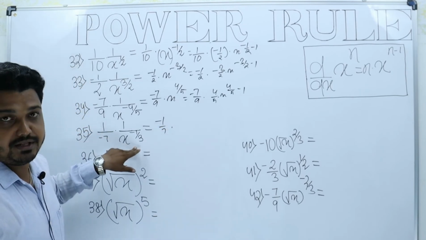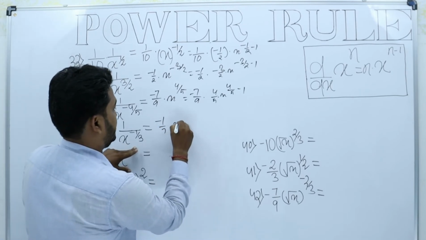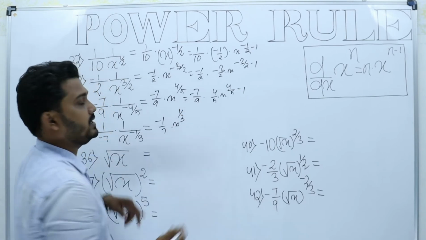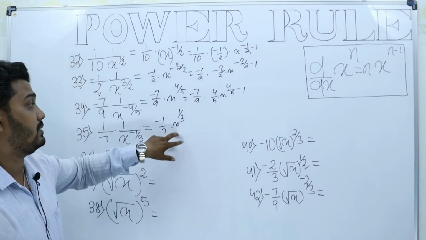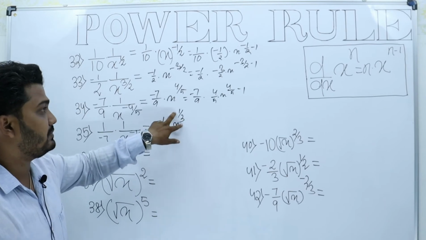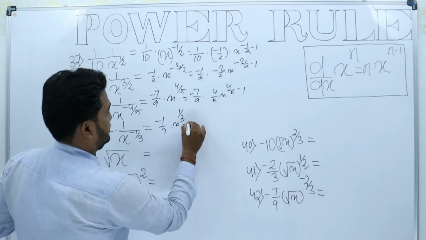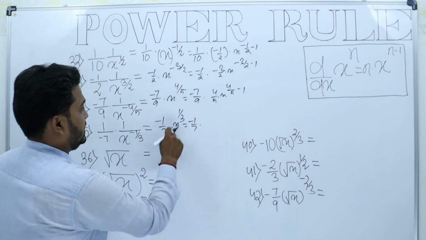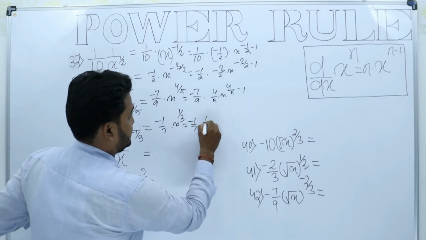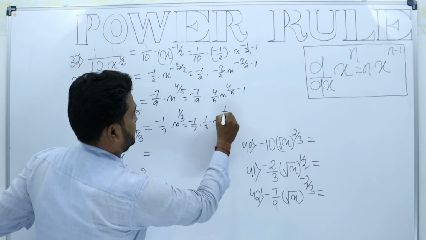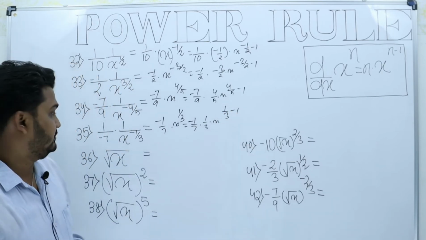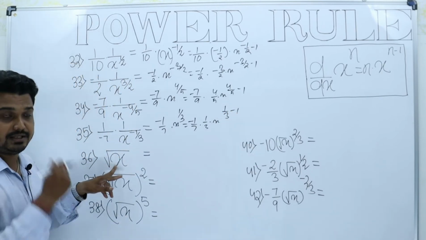Now it is minus 1 by 7, which remains same. X to the power minus 1 by 3 in the denominator is, in the numerator, x to the power plus 1 by 3. So the derivative of x to the power plus 1 by 3, the power is 1 by 3. So it will be 1 by 3 whole into x to the power 1 by 3 minus 1. So minus 1 by 7 remains same. X to the power 1 by 3 can be written as 1 by 3 x to the power 1 by 3 minus 1.